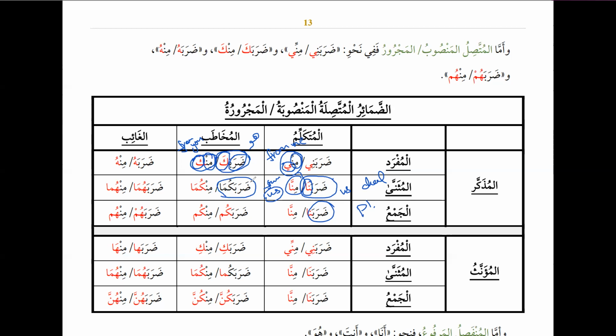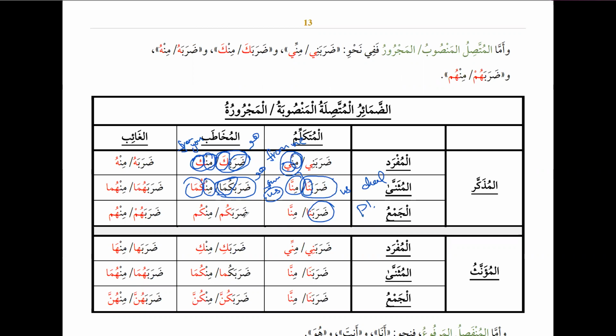فعل is ضرب. فاعل ضمير مستتر تقديره هو. Where is the مفعول? كما. That's the مفعول. ضربكما. كما is the مفعول. منكما. طيب من is the حرف جر and كما is the ضمير مجرور.